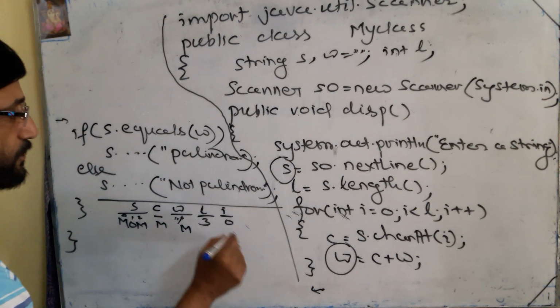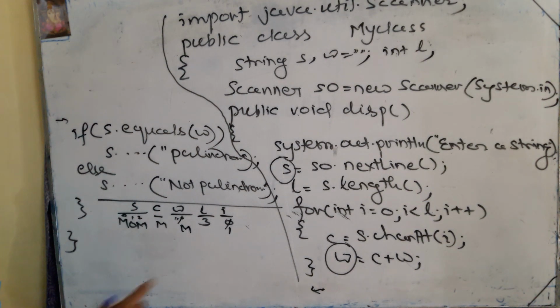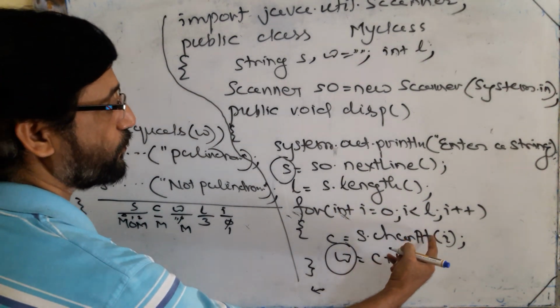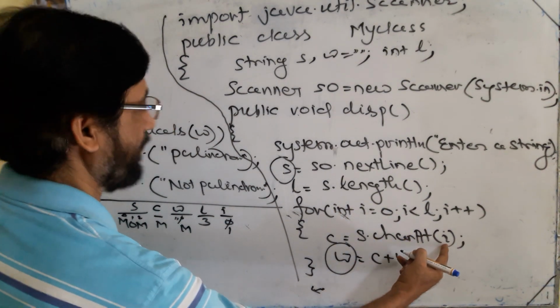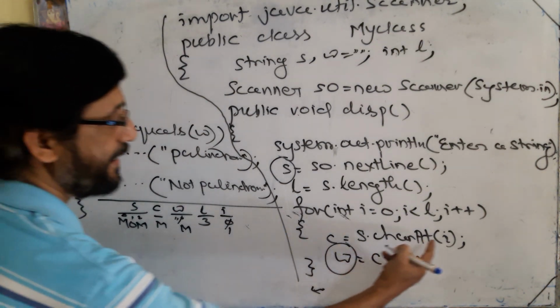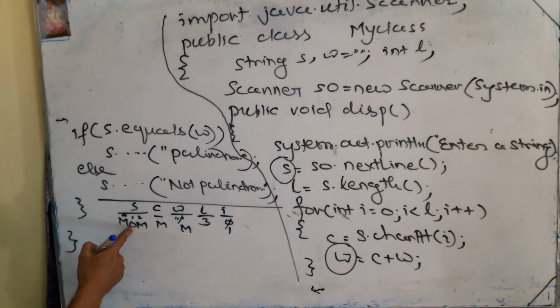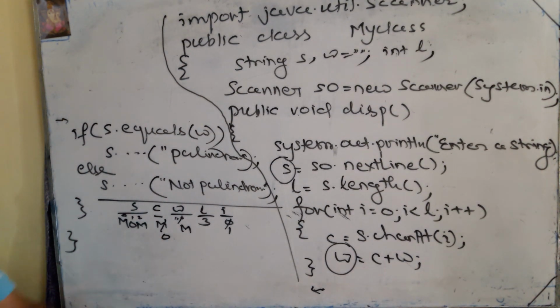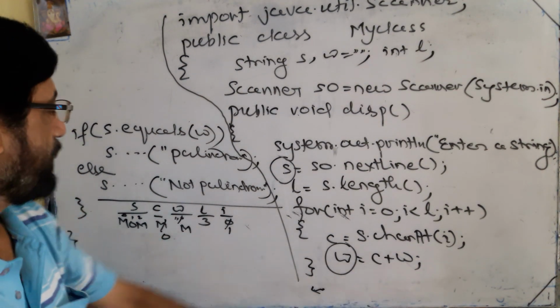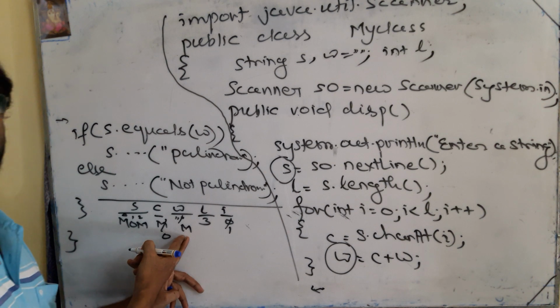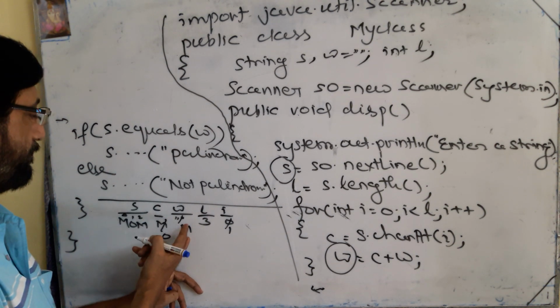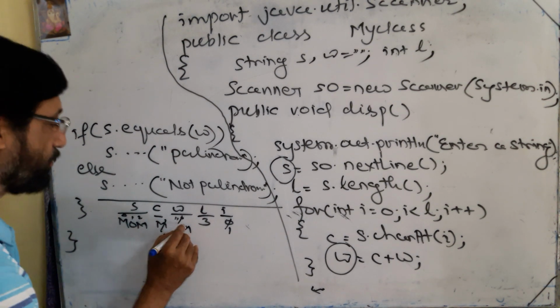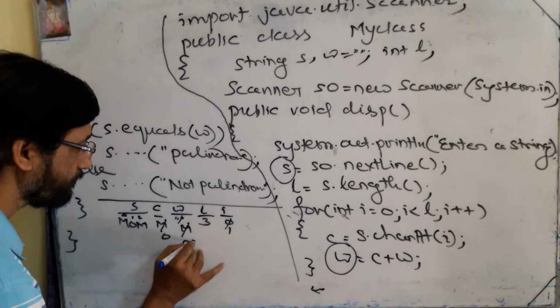So it will come here, i becomes 1, control will continue, and it will select charAt(1). The character at index 1 is o, so the value of c is now o. Now w is equal to c plus w. What is the value of w? m. Before m, o will be concatenated, so it becomes om.